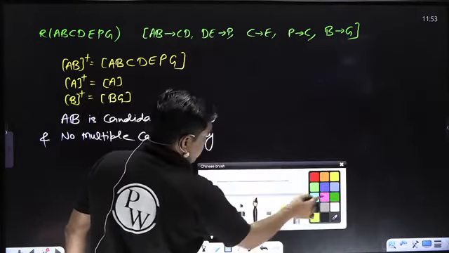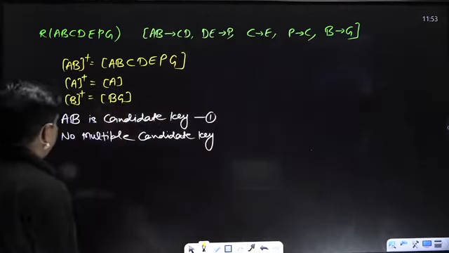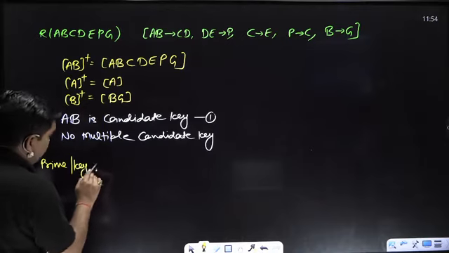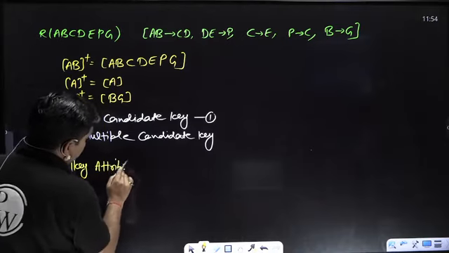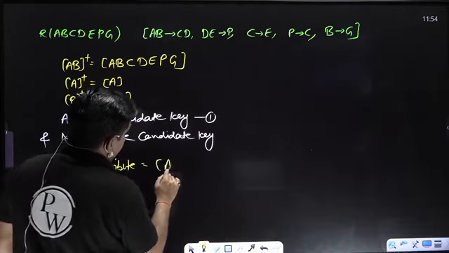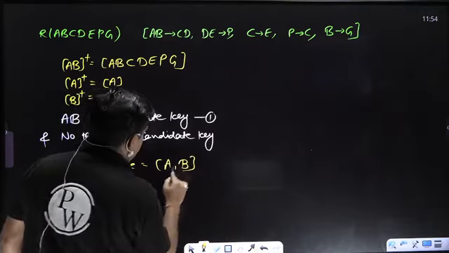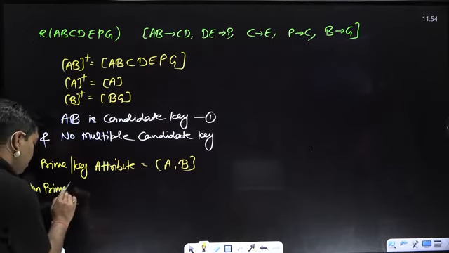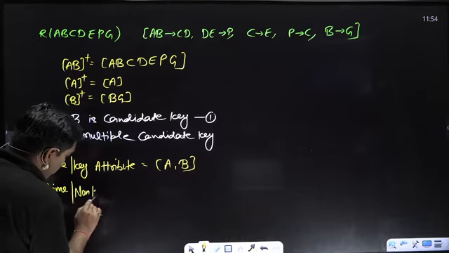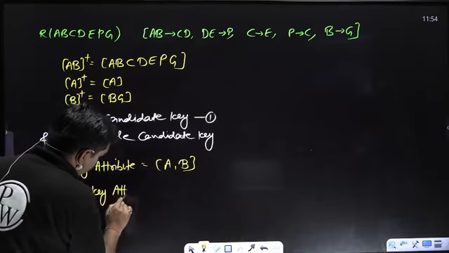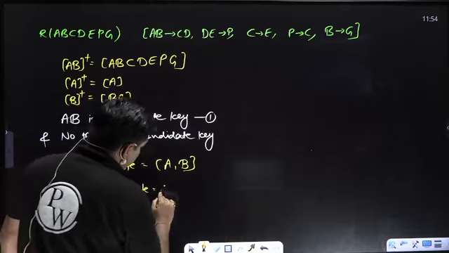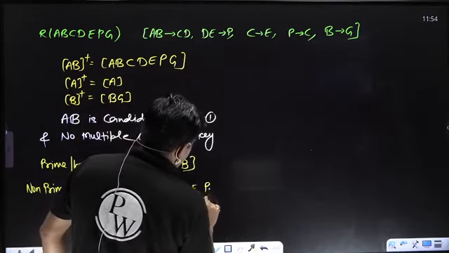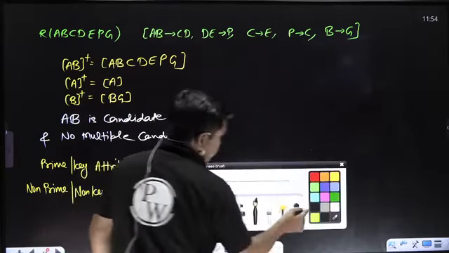Now, what are the prime attributes? Prime or key attributes are the attributes which are present in the candidate key A and B. And non-prime or non-key attributes are C, D, E, P, G, my dear student.